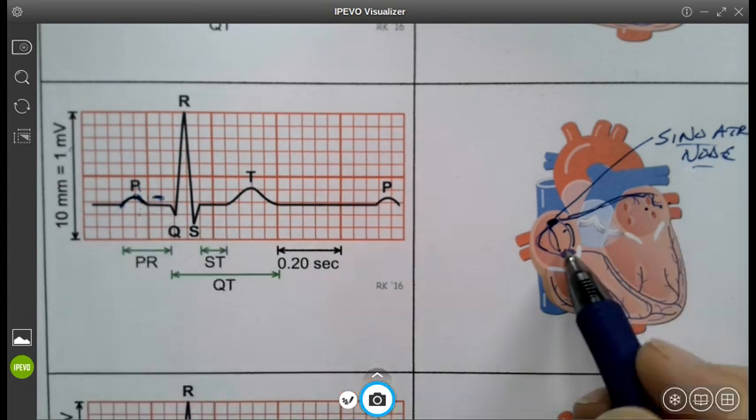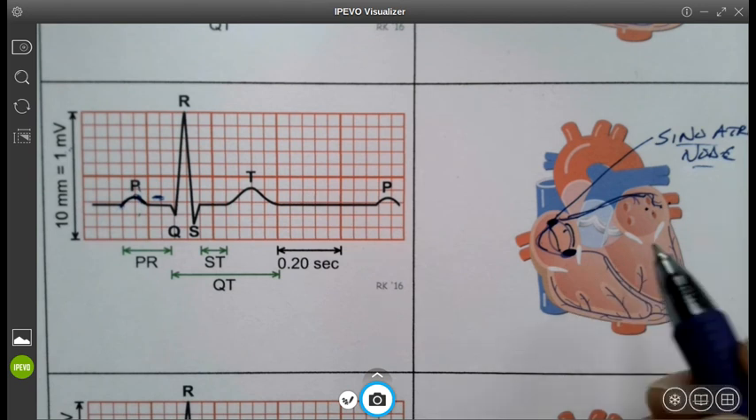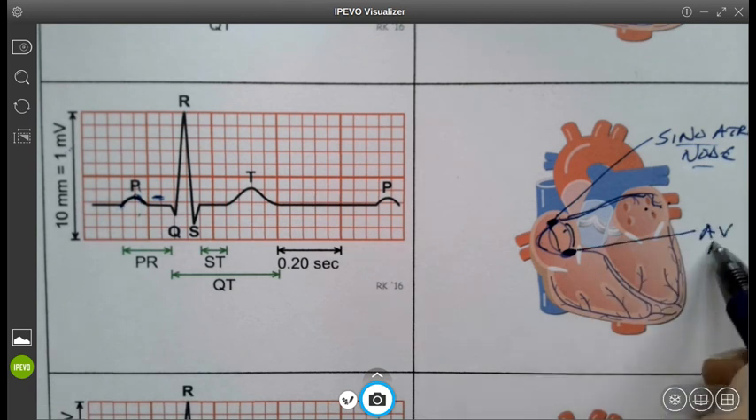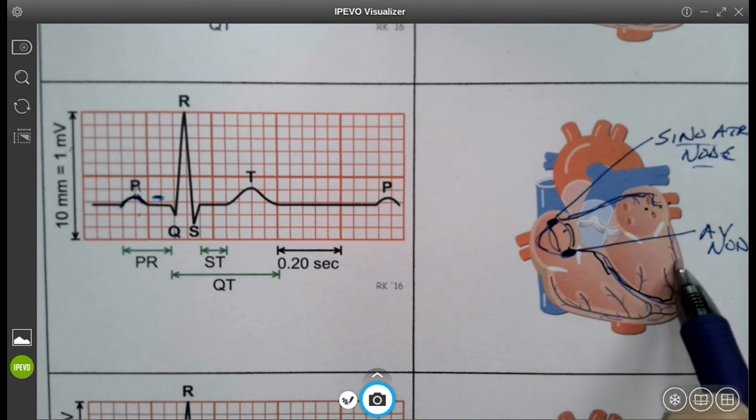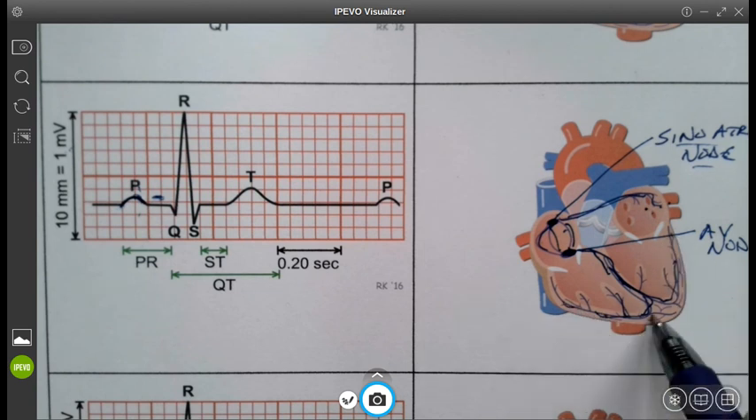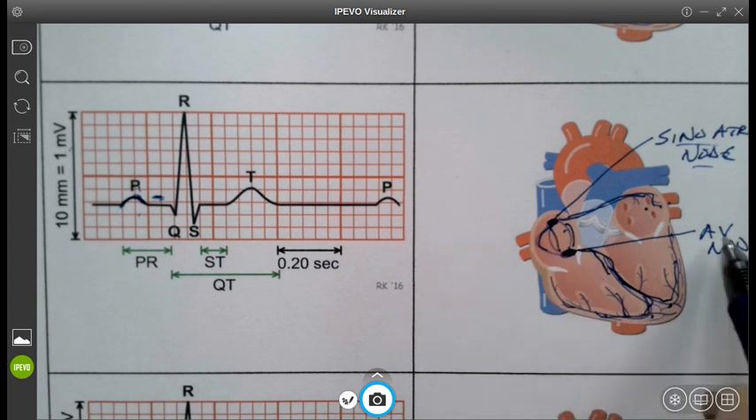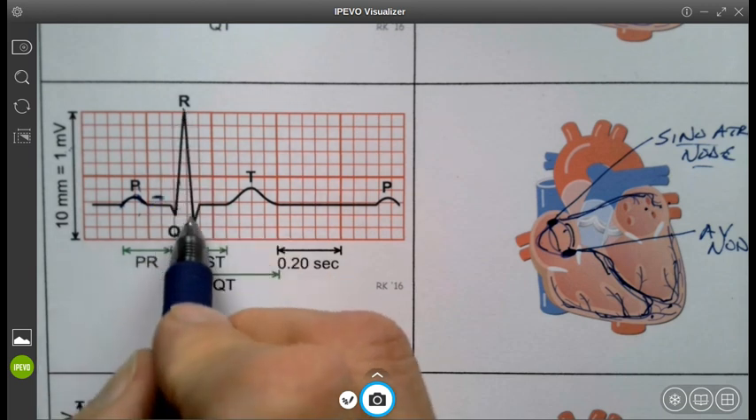Okay, so that signal is picked up by this one. This one is called the atrioventricular node, or we'll just call it the AV node. And that picks up the signal and it strengthens it, and then it sends it out through the ventricles, through the bundle fibers, and then the Purkinje fibers, and then that tells the ventricles to contract. So that wave, when the ventricles depolarize, shows up as this big blip.